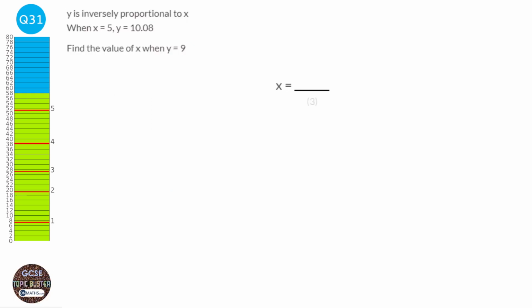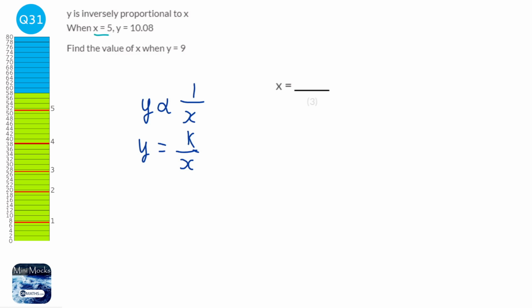Y is inversely proportional to x means that y is proportional to 1 over x. And I'm going to change that for an equal sign by timesing the right hand side by k. And k represents our constant. And we're told that when x is 5, y is 10.8. So I'm going to fill those in. I'm going to substitute those in to be able to find out what k is going to be. So it'll be k over 5.